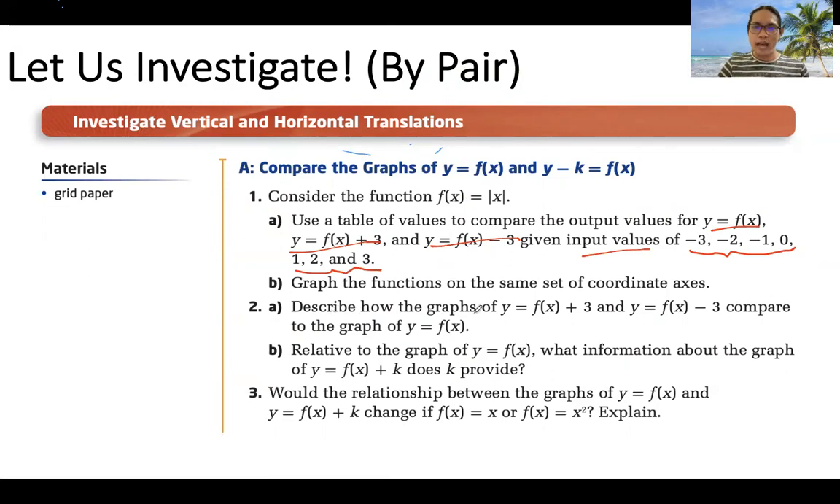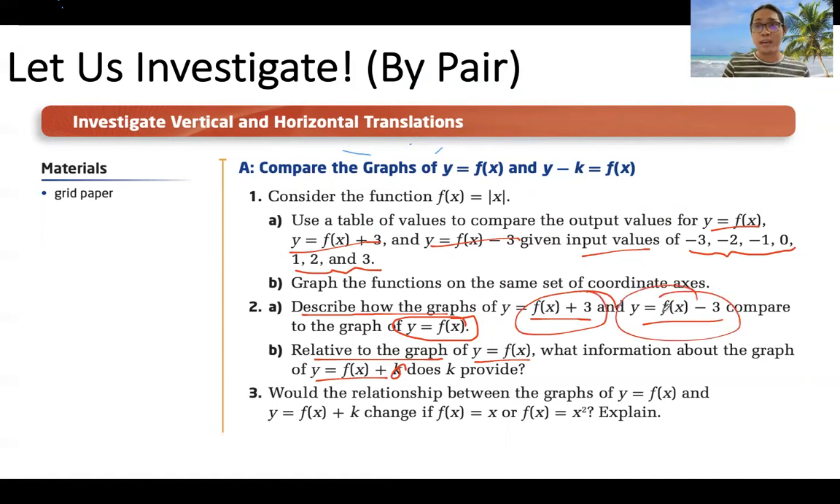Describe how the graphs of y equals f of x plus 3 and y equals f of x minus 3 compare to the graph of the base function y equals f of x. Relative to the graph of y equals f of x, what information about the graph of y equals f of x plus k does k provide? I want you to identify your k and describe its behavior. How will it affect the graph, the table of values, or the whole function itself?